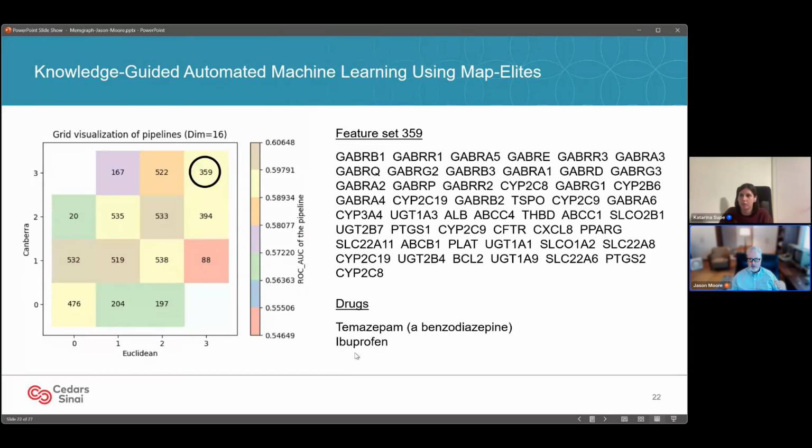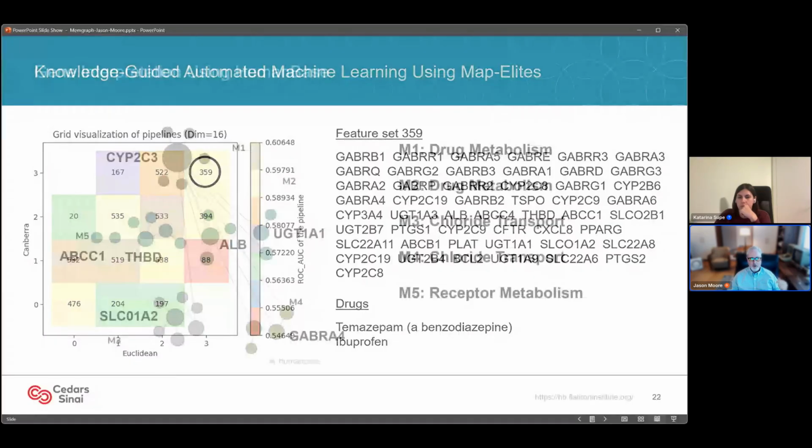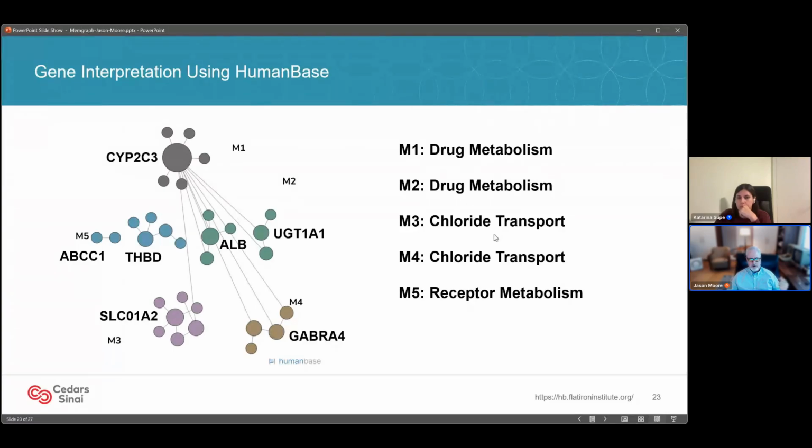Ibuprofen was a second drug that also was in this group from the knowledge graph, which is an anti-inflammatory, and inflammation is a big part of Alzheimer's disease. So this is interesting because these genes are not directly tied to Alzheimer's disease. In fact, they're quite far away in the knowledge graph from Alzheimer's disease, but they are brain related because they affect neurotransmission. And so this is just some gene interpretation that we did.